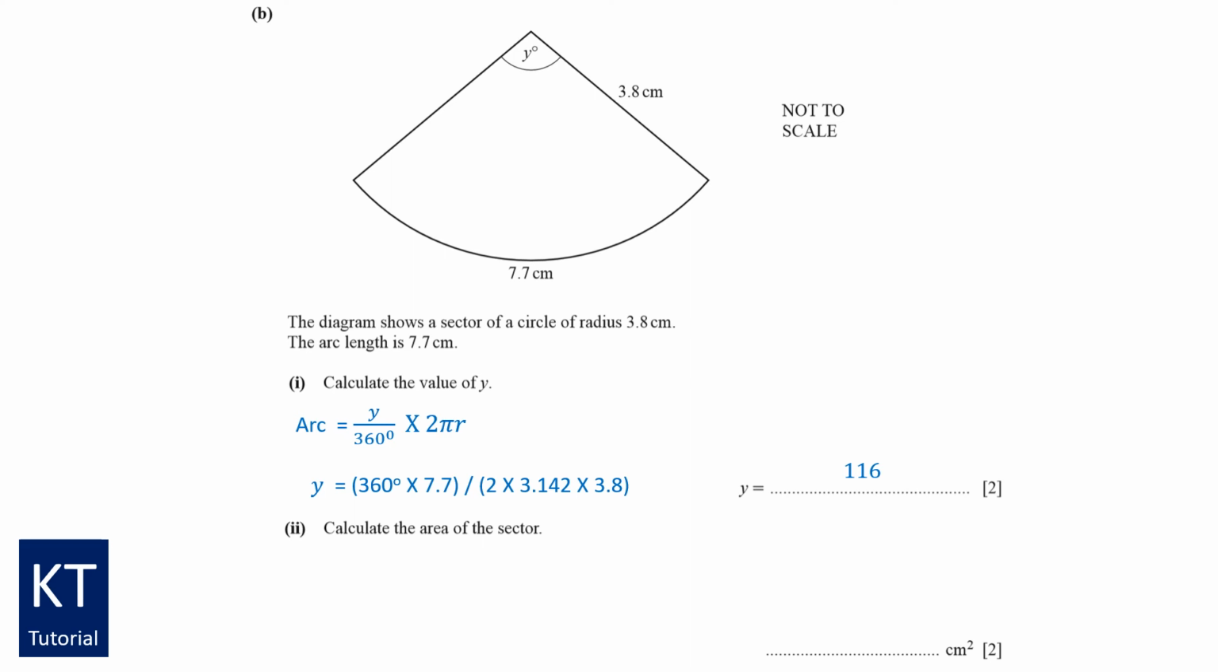Next, calculate the area of the sector. Applying y being equal to 116 degrees into the formula for calculating the area of a sector, you'll arrive at the area being 14.6.